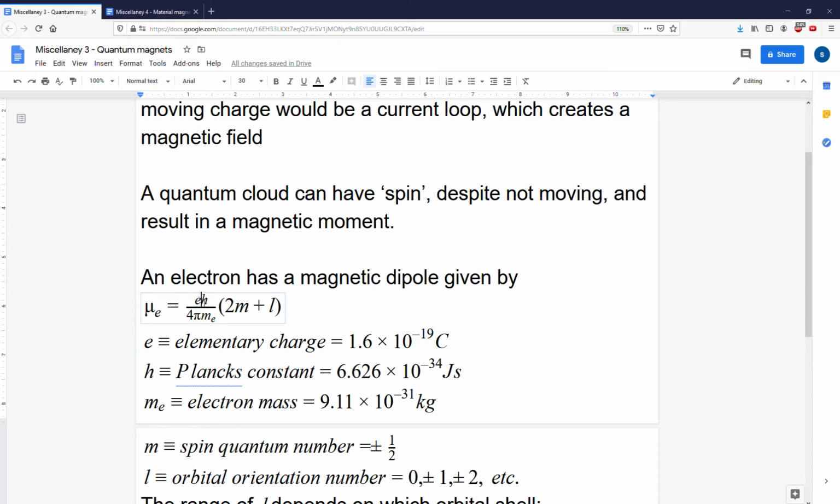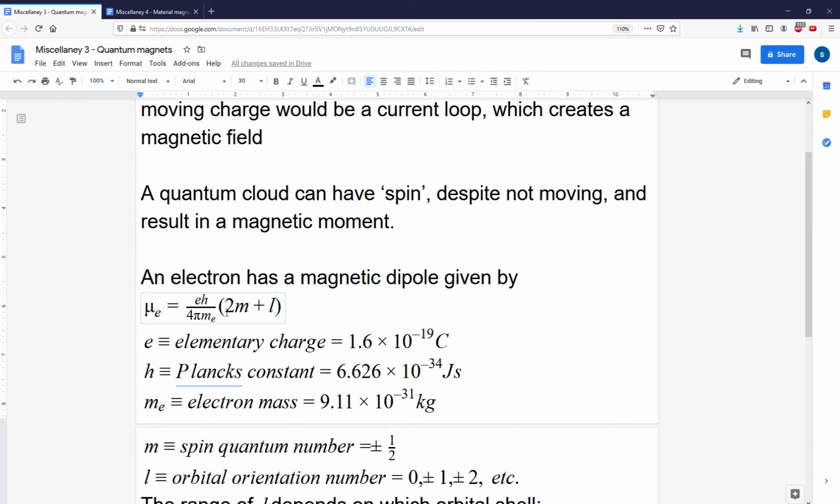This e is the elementary charge, that's the charge of an electron. h is a quantity known as Planck's constant, which is this. And m_e is the mass of an electron. Now we have two other numbers here. m is called the spin number of the electron, and l is called the orbital orientation number.